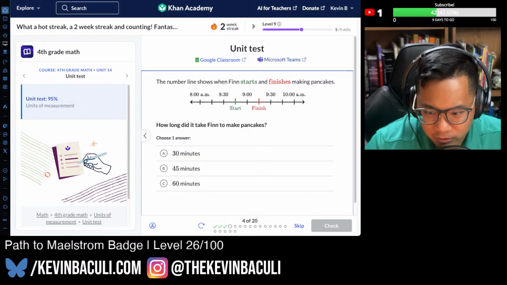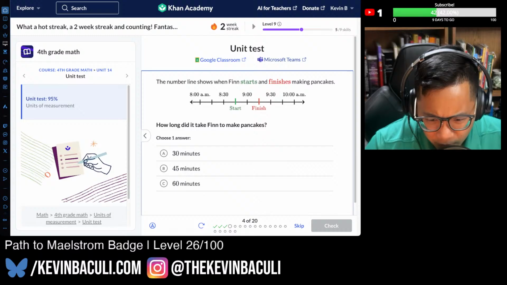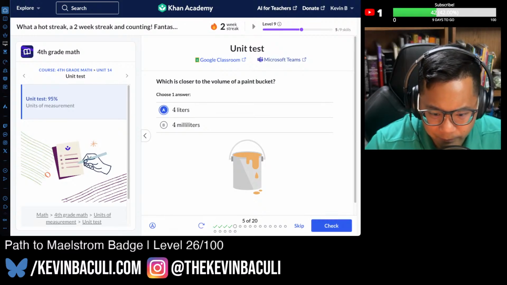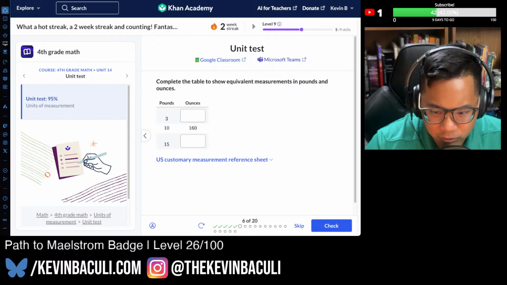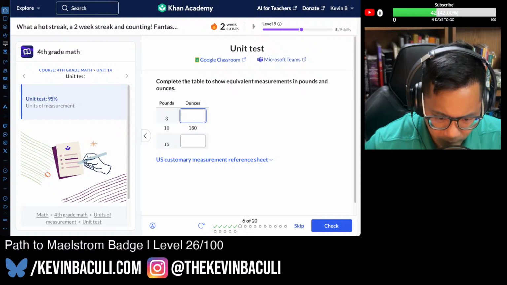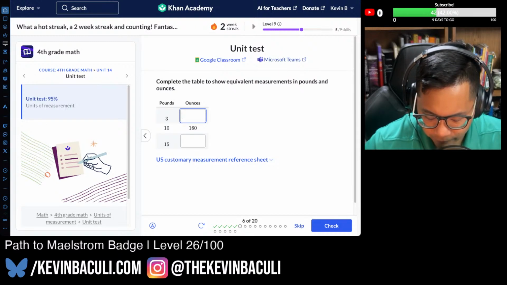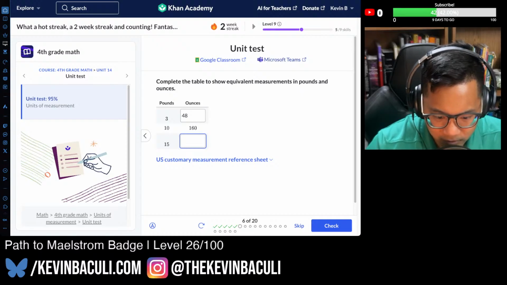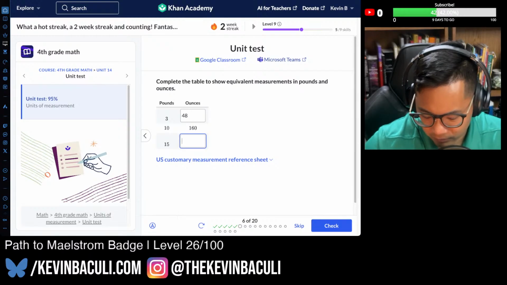The number line shows when Finn starts and finishes making pancakes. How long did it take Finn to finish making pancakes? So 8:45, 30 minutes. Which is closer to the volume of a bucket of paint? Complete the table to show equivalent measurements in pounds and ounces. 3 pounds, 48 ounces. Times 16. 225, 230, 240.